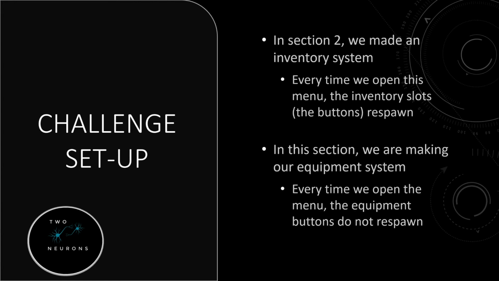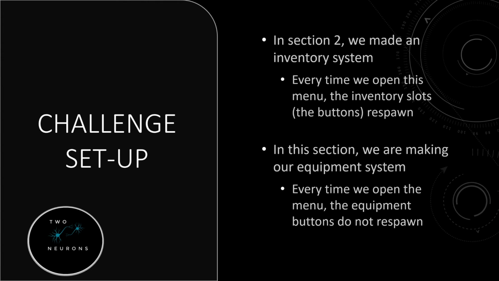In this section, we are making our equipment system. Now, the difference here is that every time we open and close our inventory, so when we hit I, we'll have our equipment stuff up there as well, the buttons are the same. So the button will be equipment 1 for the head, equipment 2 for the body, equipment 3 for the legs, and equipment 4 for the feet. Actually, it'll be 0, 1, 2, 3. And then the weapons will be 4, 5, 6. And it'll always be those numbers. Okay. This is the setup for the challenge.